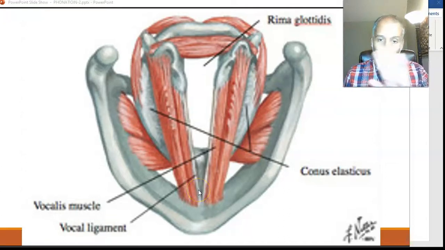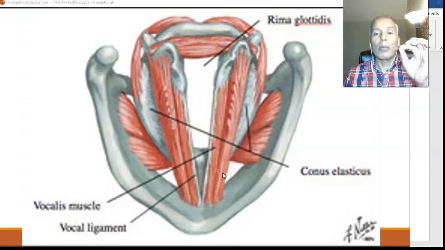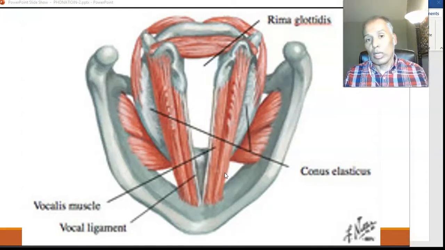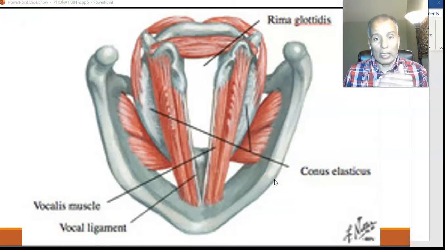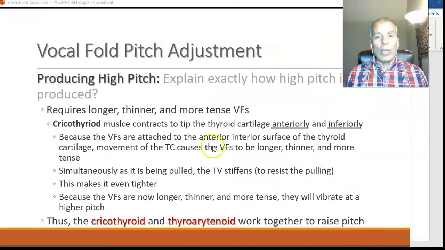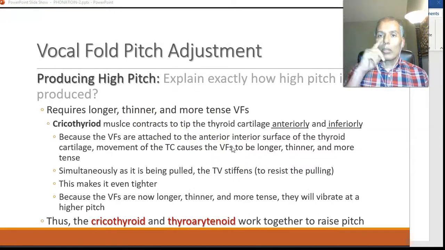So the process, again, you should understand it step by step and be able to describe it to yourself without looking at your notes. If you find you haven't been able to, or you missed a step or put a step out of sequence, go back and study it, write it down until you have it completely. Producing high pitch is a little bit more complicated, and it involves two muscles, not one. Two muscles.